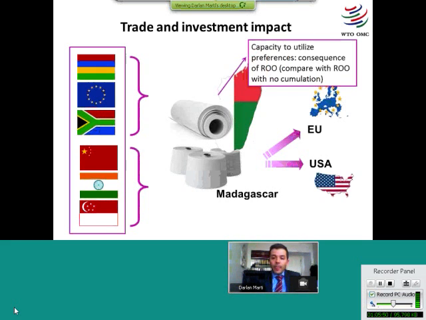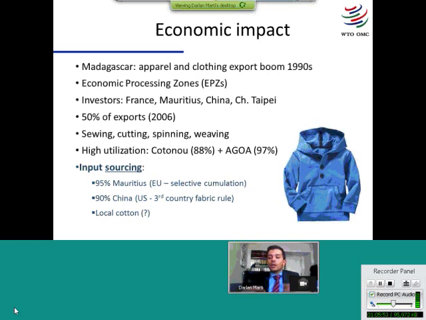Now, by virtue of this setup, Madagascar was able to receive a lot of foreign investment to produce garments for the European Union and the United States. Garments actually made up to 50% of exports of that country in 2006, and most of the goods that were exported to the United States and to Europe could utilize these preferences. So you see there 88% of preference utilization for the European Union under the Cotonou Agreement, and 97% of preferences to the United States. Now, where did the fabrics come from?